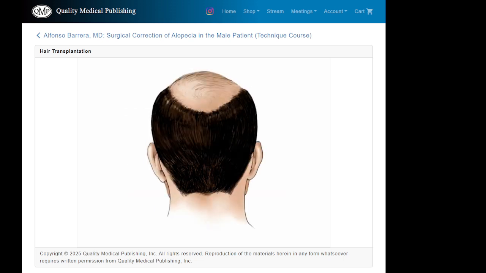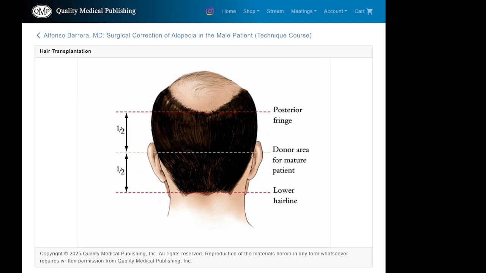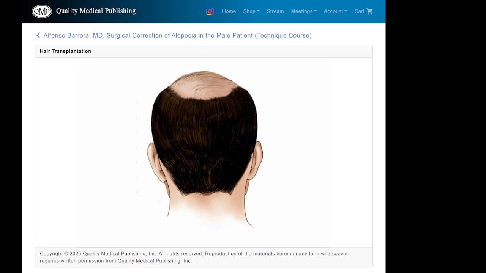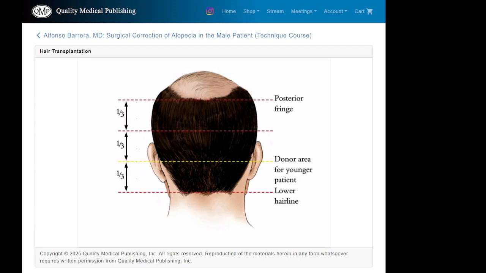In patients 40 years and older, the safest donor site for ensuring long-term hair growth is located at half of the vertical distance from the posterior upper healthy fringe to the lower hairline. An ellipse removed from this area will compensate for further recession of the donor area. In patients younger than 35, the surgeon can harvest the donor ellipse at the junction of the middle third with the caudal third of the vertical distance from the posterior upper healthy fringe to the lower hairline.